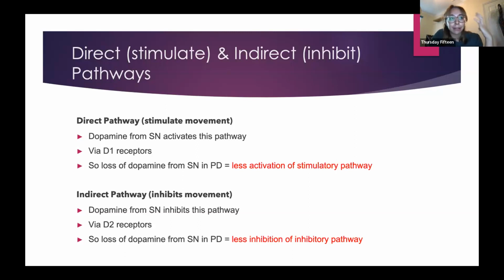So in healthy brains, the substantia nigra is inhibiting this inhibitory pathway, i.e. it's allowing movement generation. Okay, does that make sense? So if there's less dopamine from the substantia nigra in Parkinson's disease, then you get less inhibition of your inhibitory pathway, i.e. you get more inhibition of movement. So combining the two, if there's less dopamine, there's less initiation of movement. And if there's less dopamine, there's more inhibition of movement. That's what causes the symptoms, the classic bradykinesia, the tremor, and the rigidity.